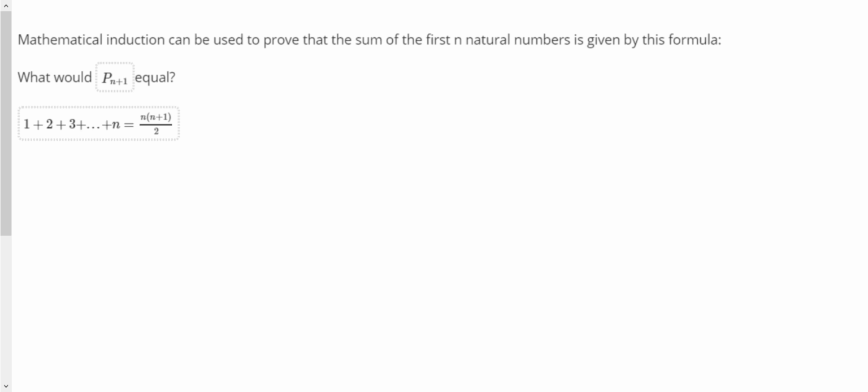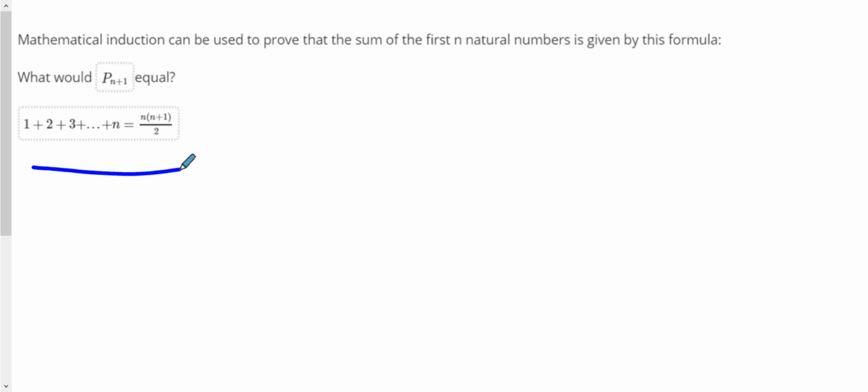Okay, now we're on the last problem. Mathematical induction. This is a 9.6 question. So what would the P of n plus 1 be equal to? So here we have a statement. We're going to assume that statement's true. We're going to assume the P of n is true. So now let's go ahead and find out what that P sub n plus 1 would be equal to.